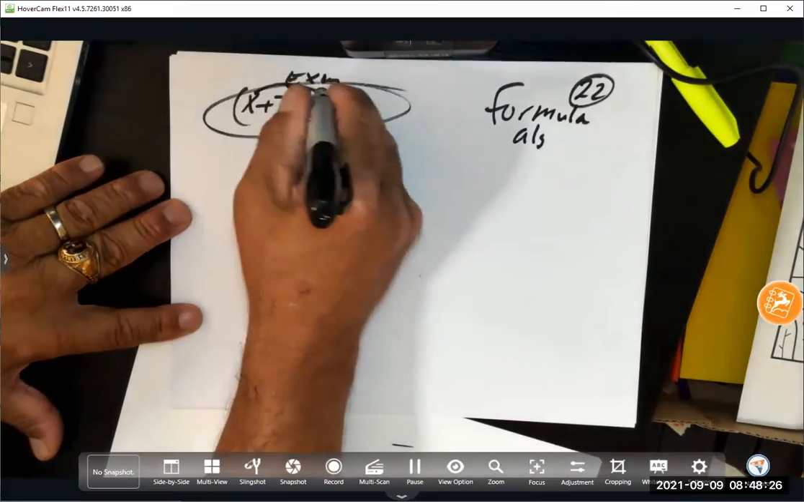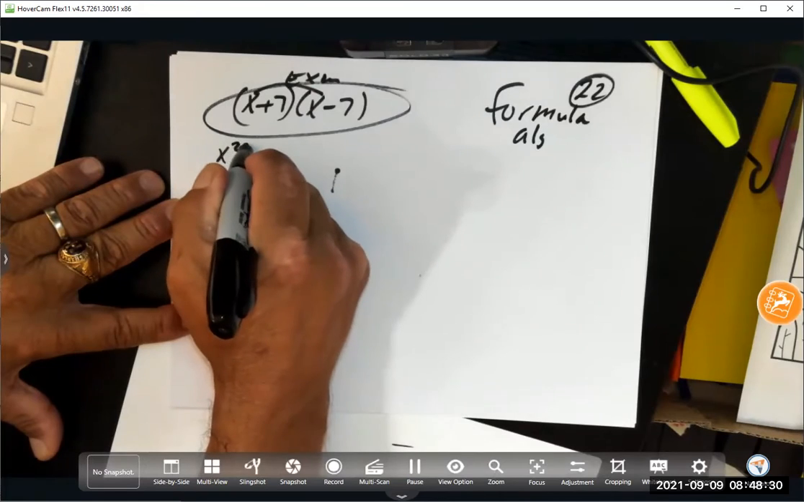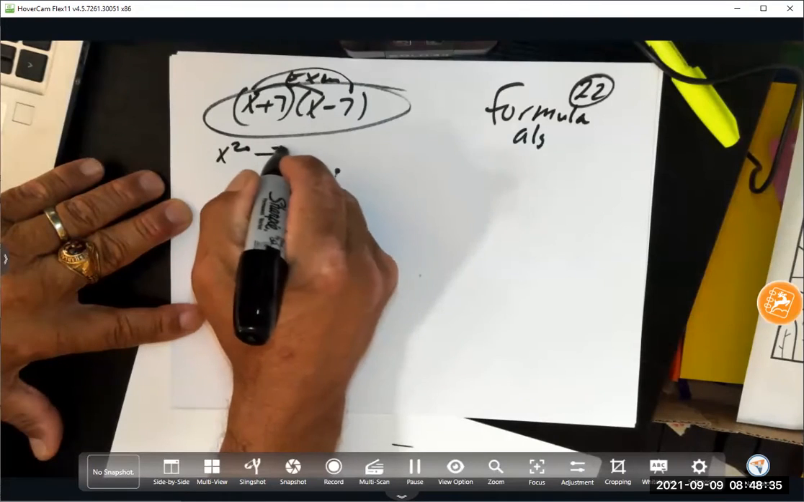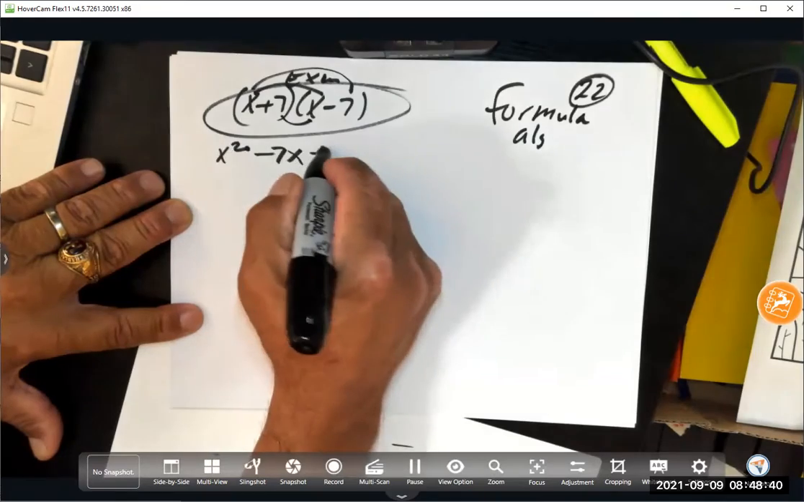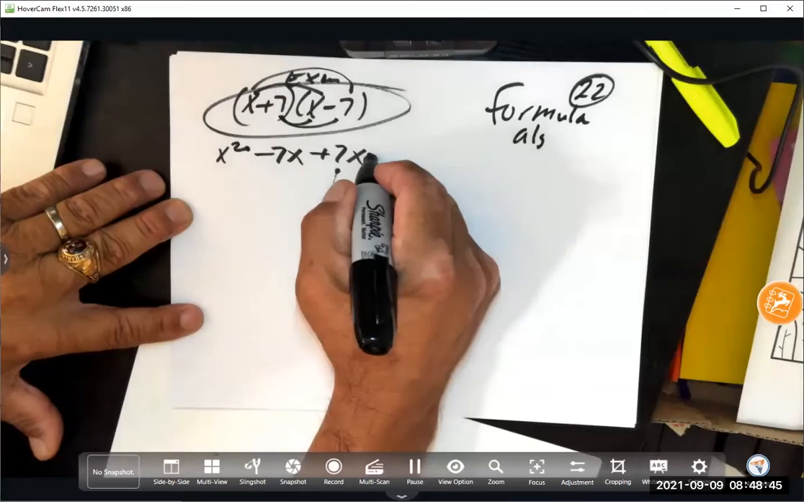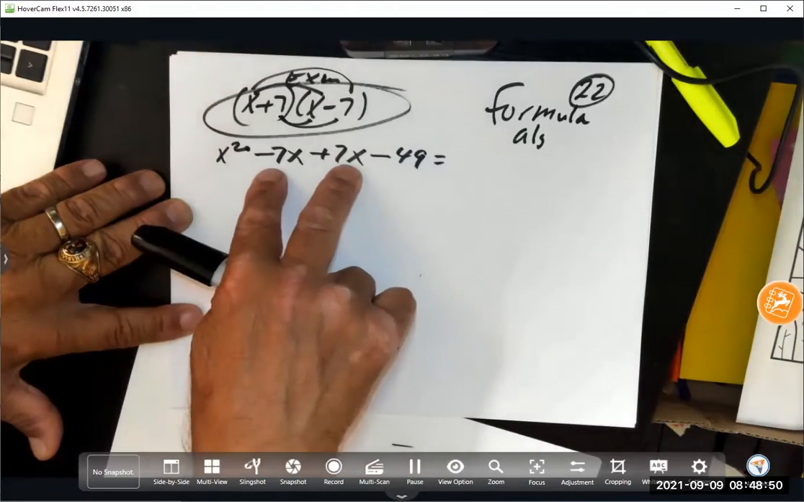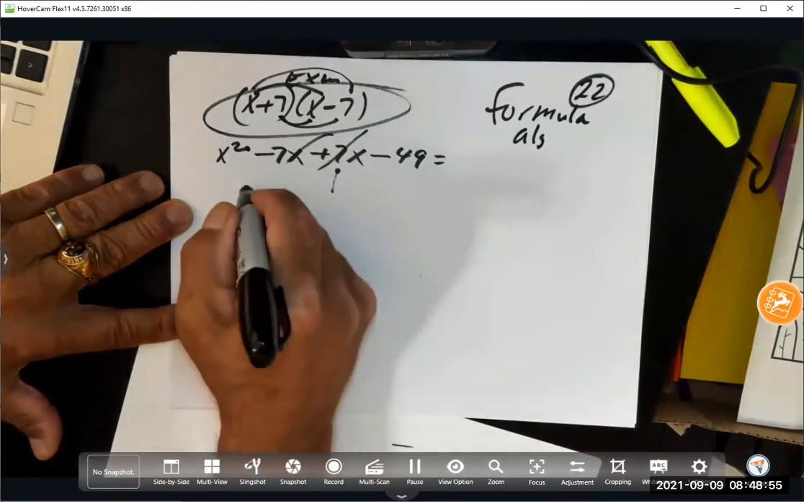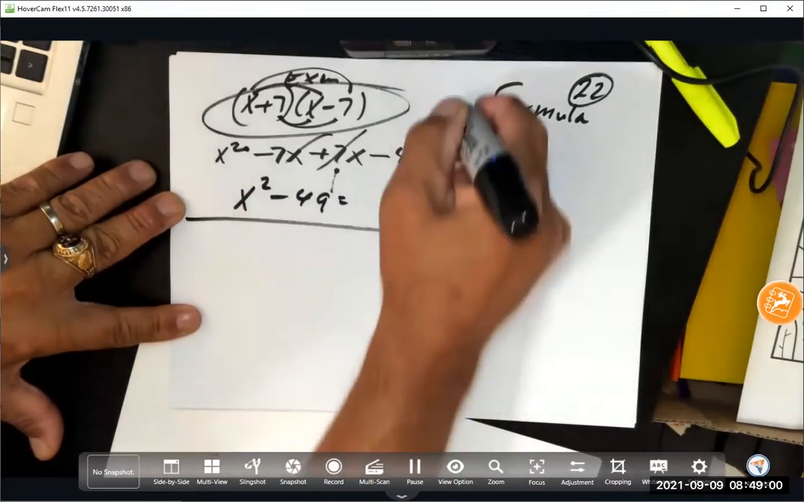Ready? X times x. What do you think that's going to be? Is that x squared? Yes or no? Yes, x squared. X and negative 7. That's a negative 7x, right? Okay. So now, what is 7 times x? 7x. Right. And what's 7 times negative 7? Negative 49. And what about the middle numbers? They cancel out. Right. So what's left over is x squared minus 49 only.